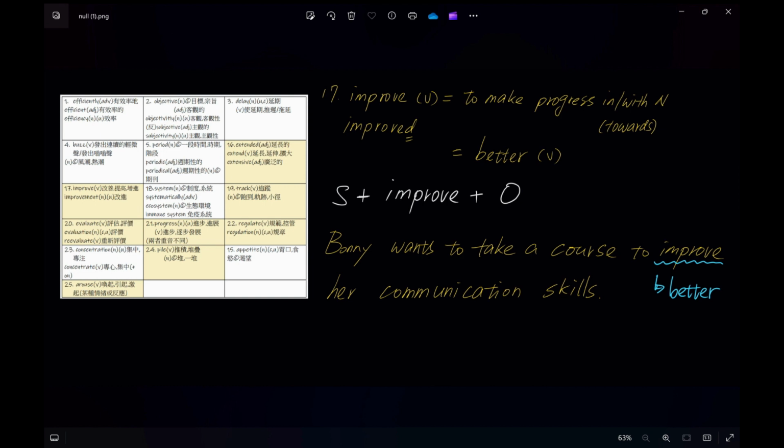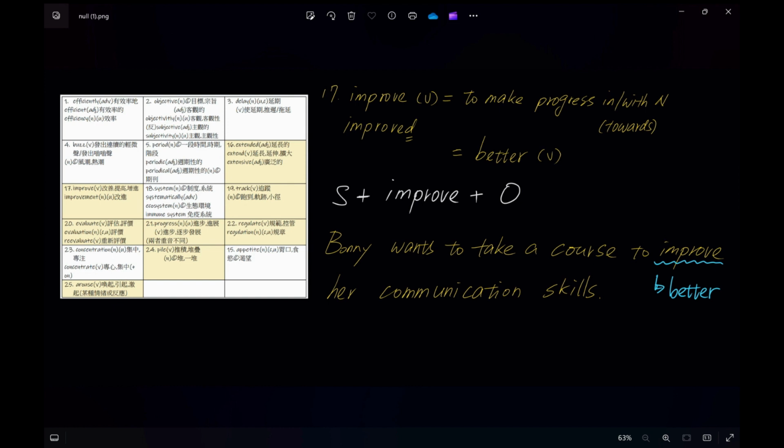Number 17, improve. This is a verb. The past tense is improved, regular. To improve something is to make progress in or with something, or toward something, to make it better. To better something, that's to improve something. Okay, so how do we use the word improve? Somebody plus improve plus an object. So object is the thing that you make better.